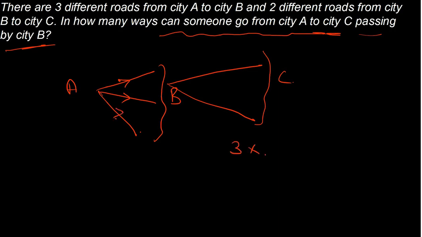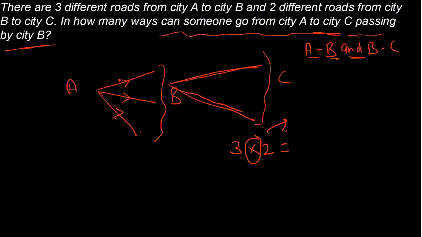And how many ways are there from B to C? Two ways. So why multiply? This is the important part, because the question says passing by city B. First you have to move from A to B and then B to C. So whenever there is the word "and", you have to multiply, and if there is an "or", it would be plus.